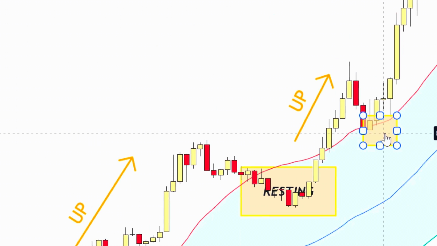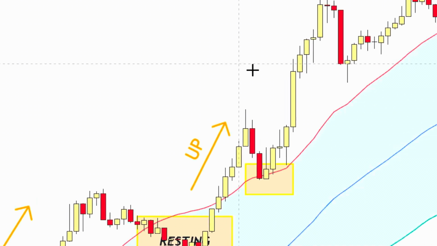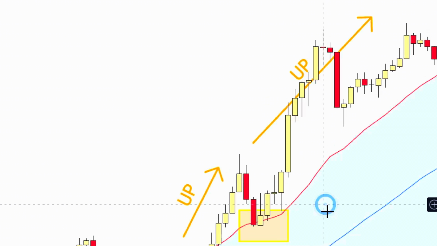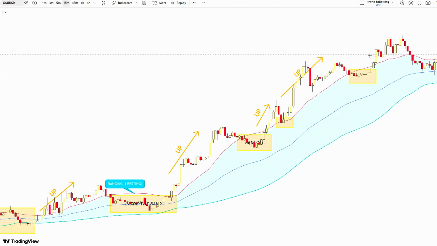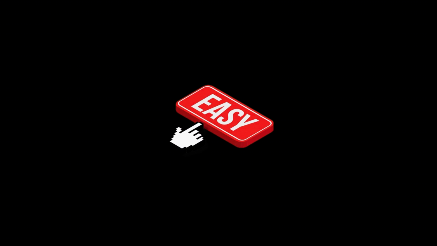If you've ever stared at the chart wondering why price seems to rest before it moves, you're looking at something real. I'm gonna show you exactly what's causing it. So this is a gold trading strategy using two indicators together, and honestly the setup itself is simple once you see it, but the way most people try to use it is completely backward.